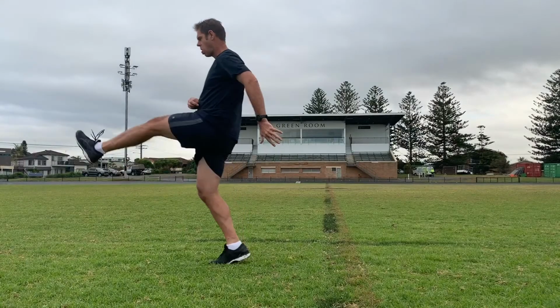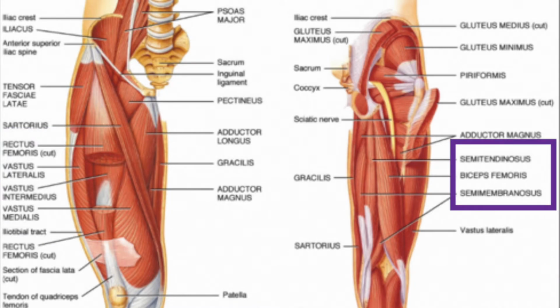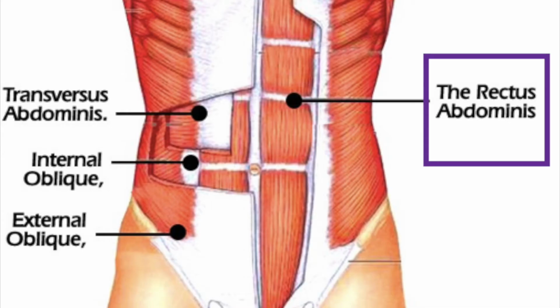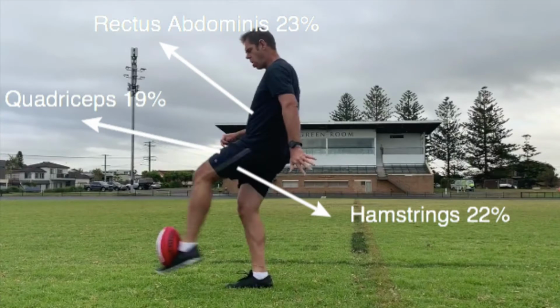Whereas at initial ball contact, the quadriceps concentrically contract while the hamstrings contract eccentrically. During both phases, the rectus abdominis isometrically contracts. Muscle activation during Phase 2 in the hamstrings is 13%, quadriceps 34%, and rectus abdominis 24%. However, in Phase 3, muscle activation in the hamstrings is 22%, quadriceps 19%, and rectus abdominis 23%.